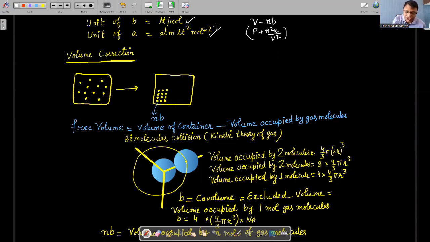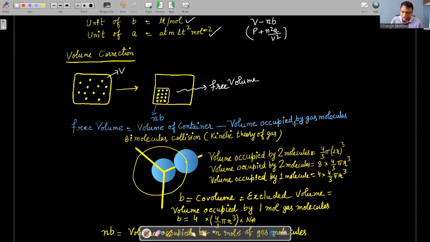Now we are going to discuss volume correction, right? Suppose this is a container whose volume is V. V is the volume of the container, and in this container a real gas is there. If I collect all the real gas molecules, these molecules will occupy some volume. So this portion of the container is the free volume. Free volume is equal to the volume of the container minus the volume occupied by real gas molecules.